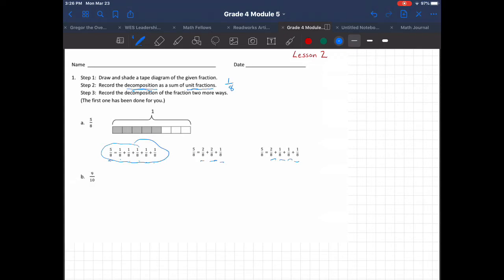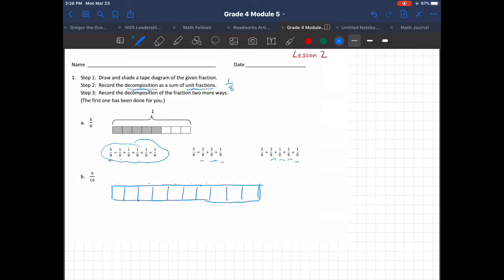So let's go ahead and try and do this first one. So we've got 9/10. So we have to draw a rectangle. And the way to make these rectangles work is to not try and draw a rectangle and break it up evenly. It is just to make even pieces until you get 10 of them in this case. So 1, 2, 3, 4, 5, 6, 7. I need more space. 8, 9, 10. 1, 2, 3, 4, 5, 6, 7, 8, 9, 10.